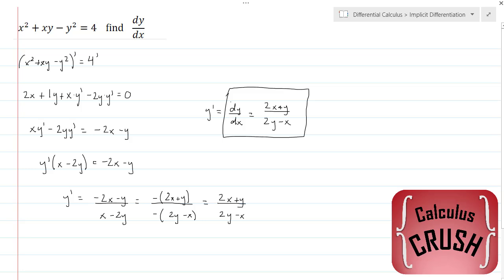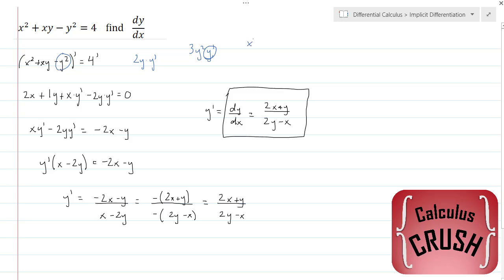The important thing to remember here is when you're taking the derivative of y's, you've got to remember to add the y prime. Okay? So the derivative of y squared is 2y times y prime. If this was y cubed, it would be 3y squared y prime. You always got to remember that y prime. That's the big thing about implicit differentiation, because you are taking the derivative with respect to x.